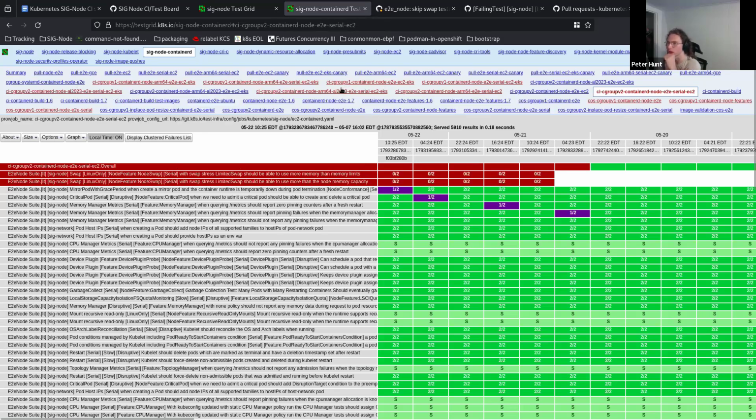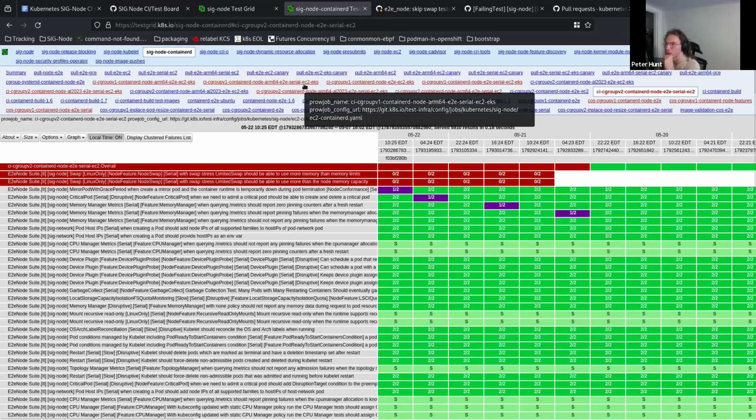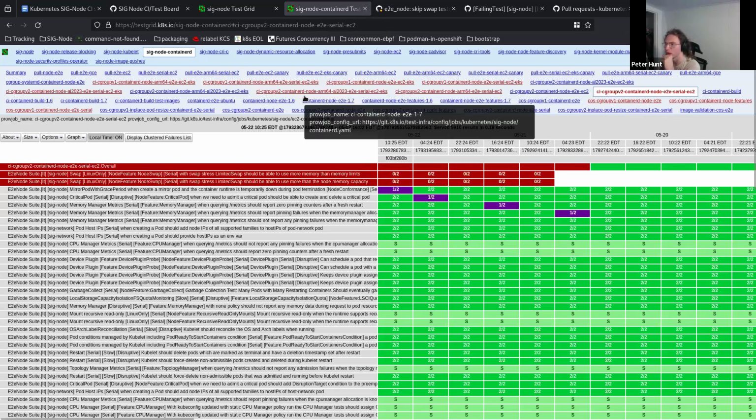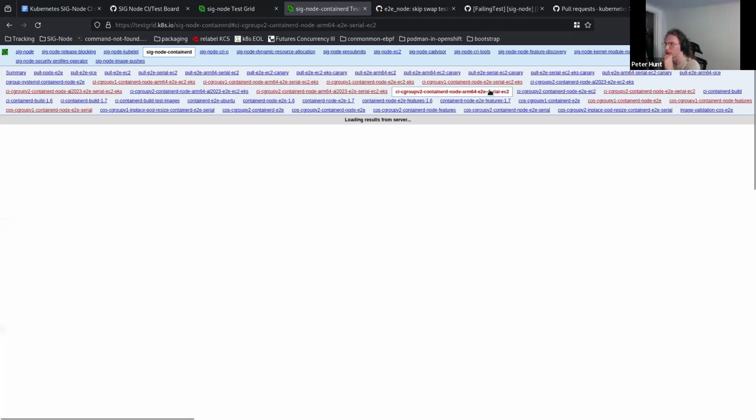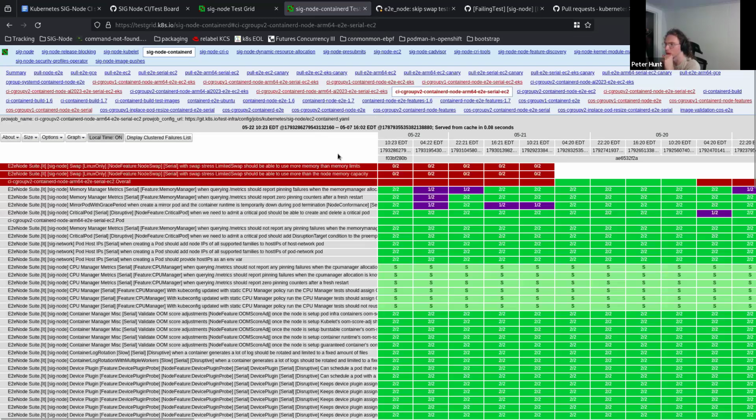So if we look at the corresponding CI SIG V1, like for instance, this one is EC2, and it has these expected. Oh, actually, I wouldn't expect these because these are SIG V2 tests. So we actually might need to open a separate bug for this.